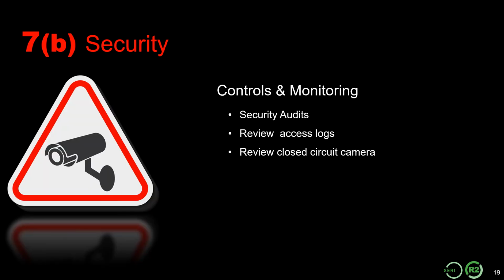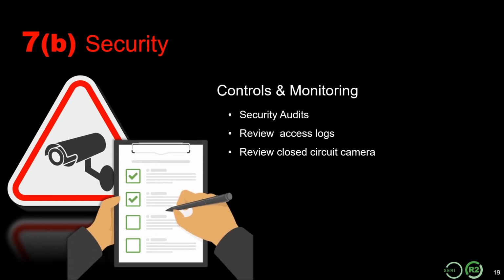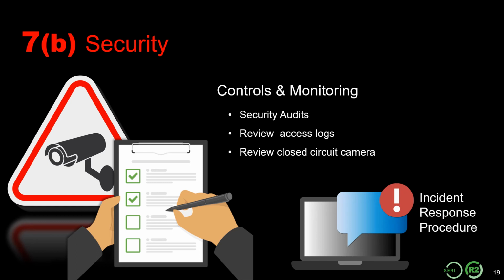To ensure the effectiveness of the security program and security authorization process, the R2 facility must implement controls to monitor established security processes. Monitoring may include activities such as security audits, review of badge access logs, or review of closed circuit cameras. The last item in the 7B security section is the incident response procedure, which provides a mechanism to investigate and report failures in security controls which result in data breaches.